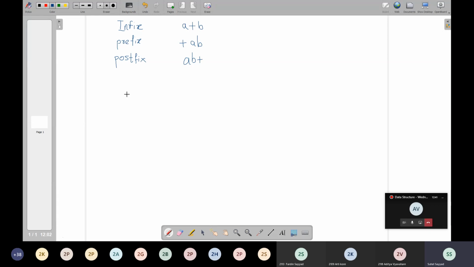I'll take another quick example of one infix notation. In this infix notation, instead of using variables, I'll take some numeric values. Say for example, my infix notation is 3 plus 4 multiplied by 2 minus 6. Suppose this is my given infix expression. Now suppose I want to find the postfix expression for this particular expression.